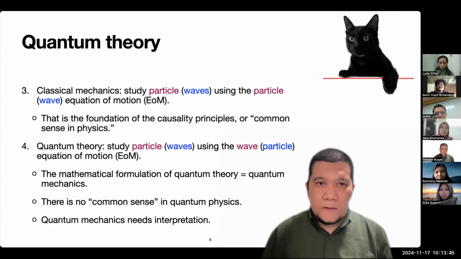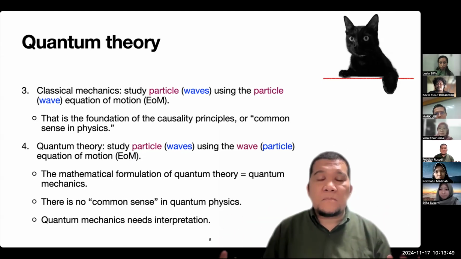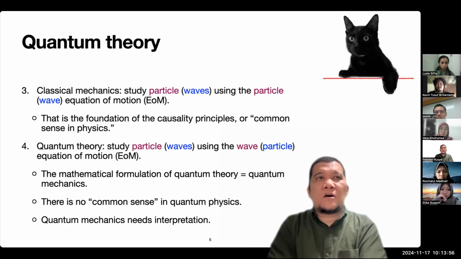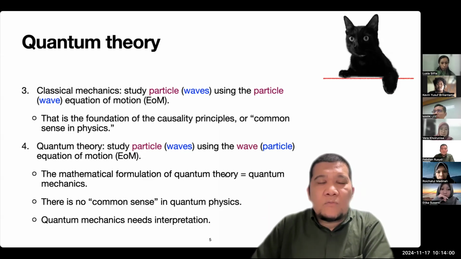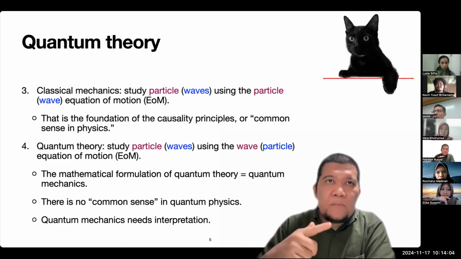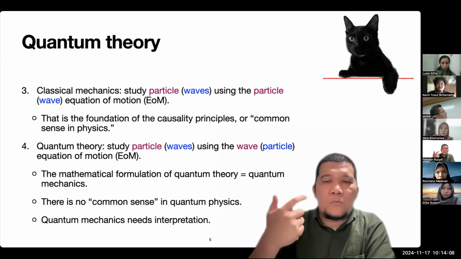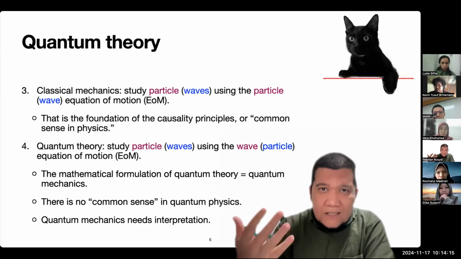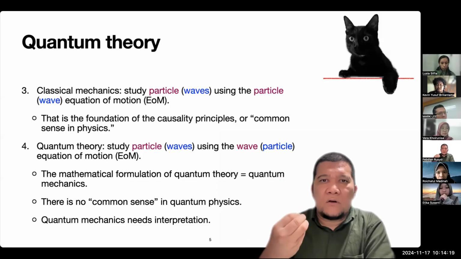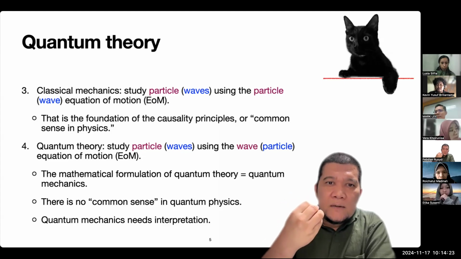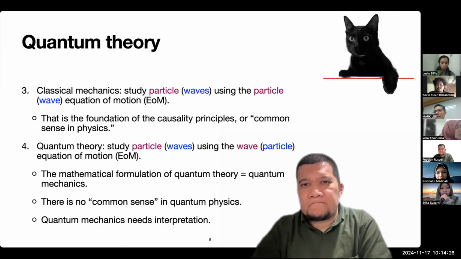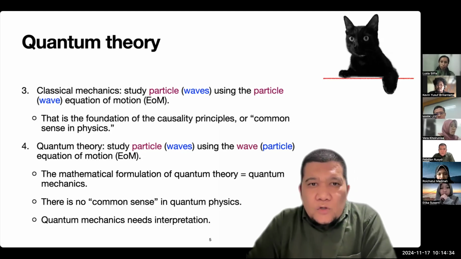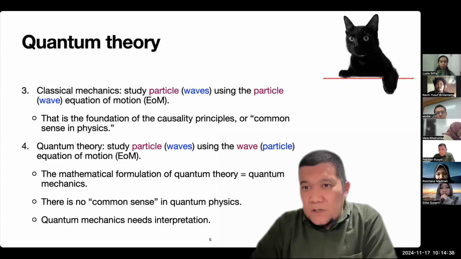Because there is no common sense, the results need to be interpreted. The results of quantum mechanics need to be interpreted. Anyway, the mathematical formulation of quantum theory is what we call quantum mechanics. And since there is no common sense in quantum theory, there is no common sense in quantum mechanics, that's why we need interpretation of the results given by quantum mechanics. Remember that well. There are many interpretations, but the one we use most so far is the Born statistical interpretation.